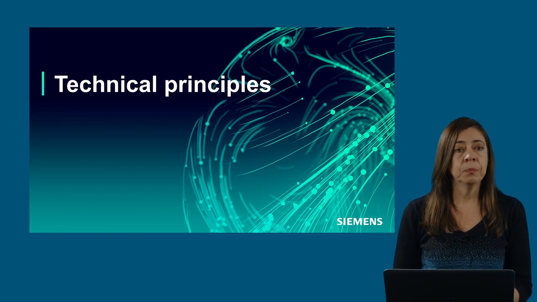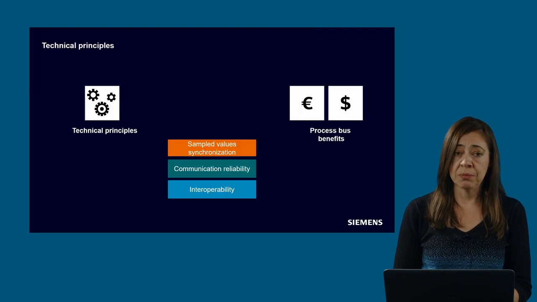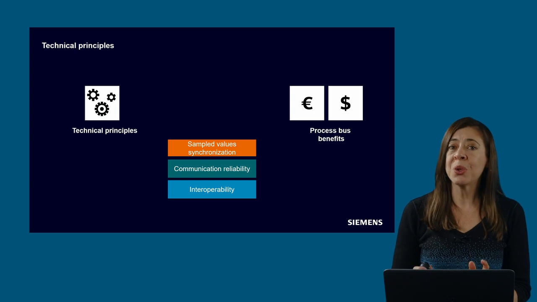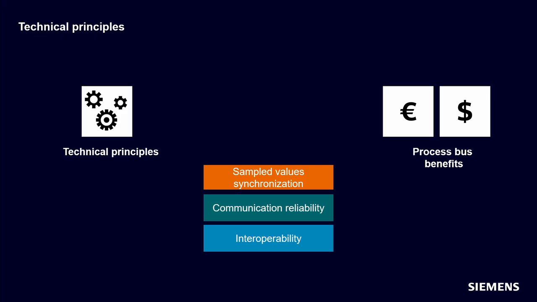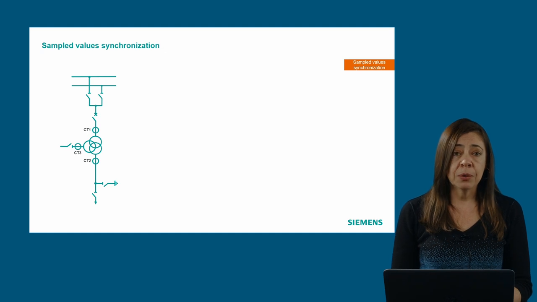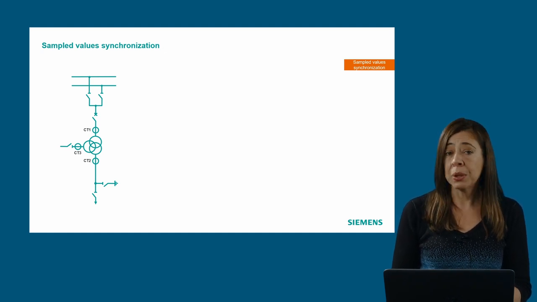So now we will see the technical principles of this technology. When we care about them, then we will develop successful projects with Process Bus. Here we talk about 3 key points: the sampled measured value synchronization, the communication reliability, and also the interoperability. So let's see with an example why this sampled measured value synchronization is important.